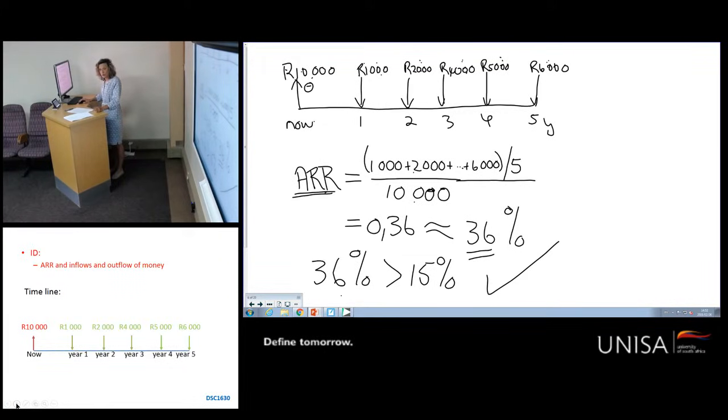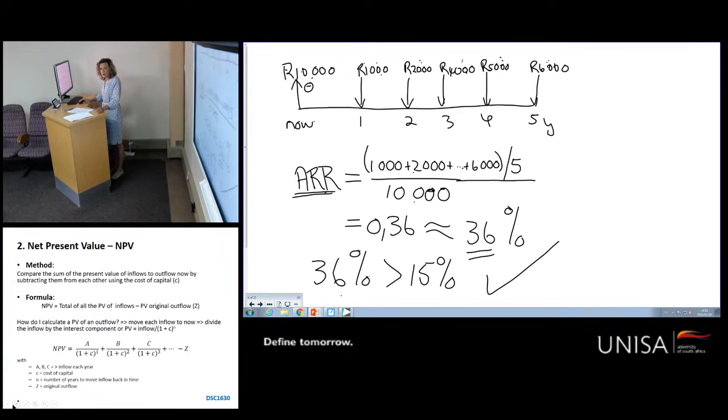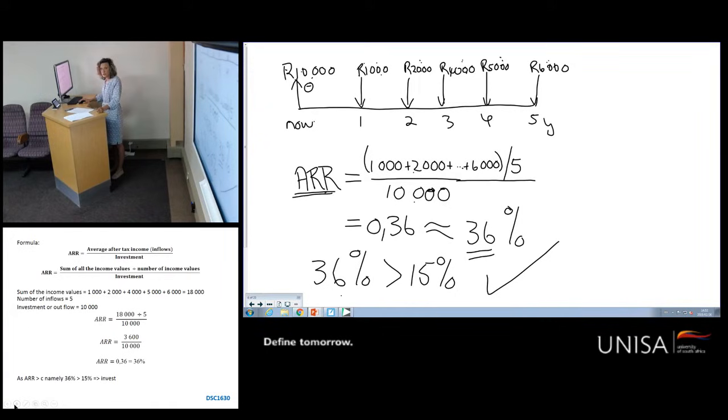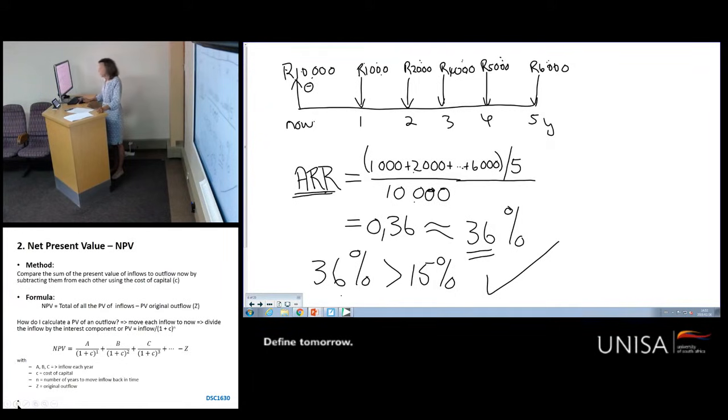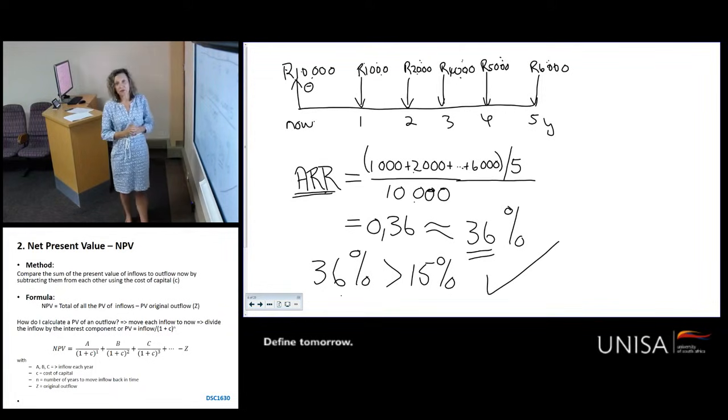Okay, just quickly going through our examples there. There's our timeline, our ARR, and our value of 36%. Now, the next one is the net present value. Again, we're comparing the inflows to the outflows. And as the word says net, we get the net value by asking, what is the difference between the inflows and the outflows? So we subtract the two from each other. Now, very important, with these ones, we just add them together, but we can't do that with the net present value.